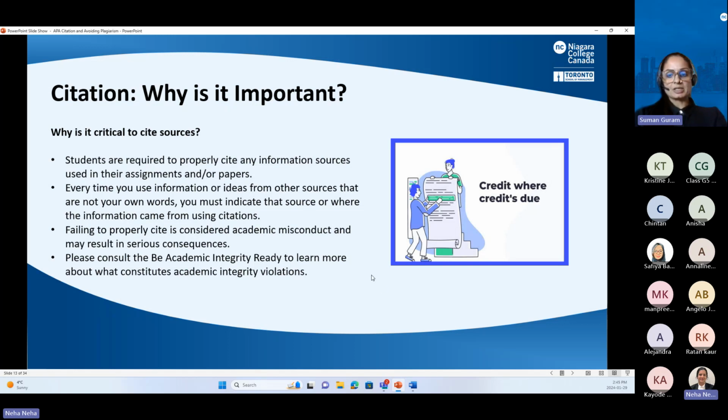And I just really want to stress why citation is important. As you can see here from the image, it's important to give credit where credit is due. If you take someone else's work and try to pass it off as your own, it's considered stealing. So it's important to really acknowledge where that information came from, and to recognize that the consequences of plagiarizing are very serious. So it's important to really cite your sources.